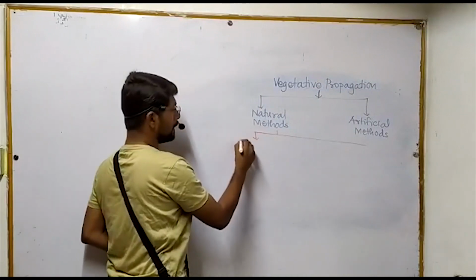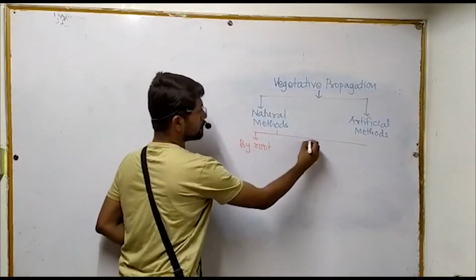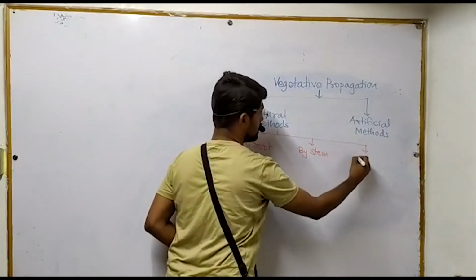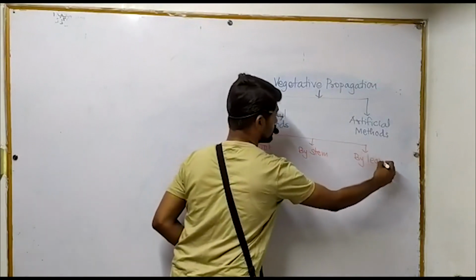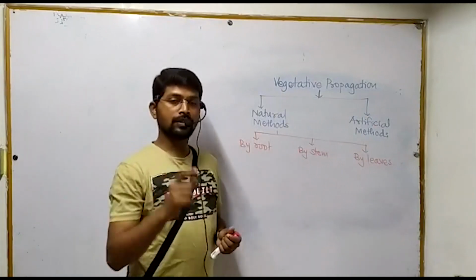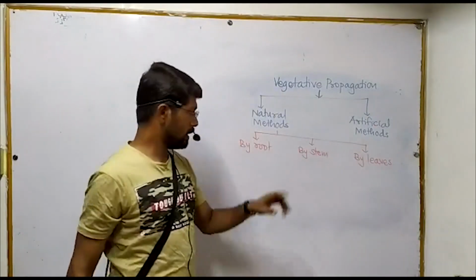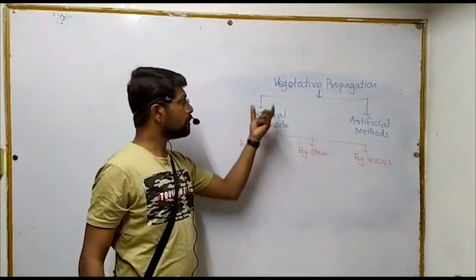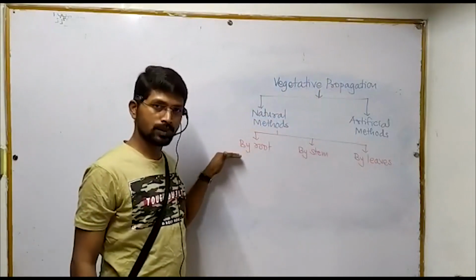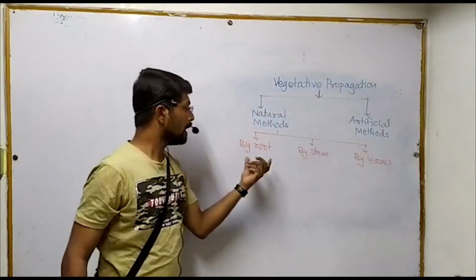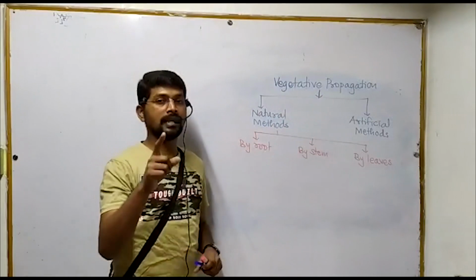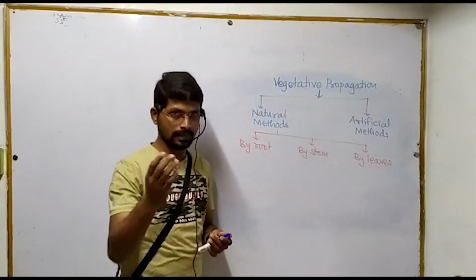vegetative propagation by means of roots, then by means of stem, and the last type by means of leaves. So, on the basis of the number of vegetative parts in the flowering plant, obviously there are three: root, stem and leaves. Natural method of vegetative propagation is also classified into three types: vegetative propagation by means of roots, stem and leaves. So by means of roots, when roots are involved in the process of vegetative propagation, they have to fulfill certain criteria for that. Let us discuss.